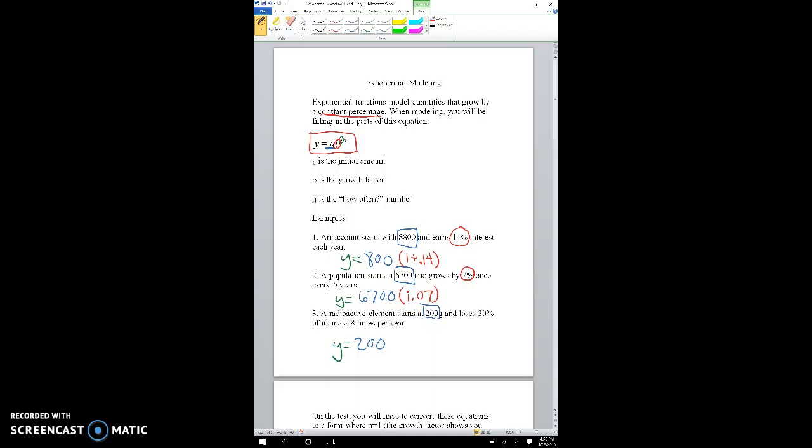In the third one, the rate is negative. We're losing 30%. So the growth factor is actually going to be 1 minus 0.3, which is going to be 0.7.